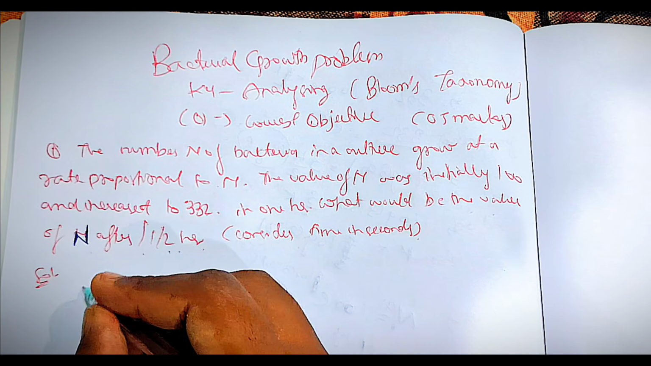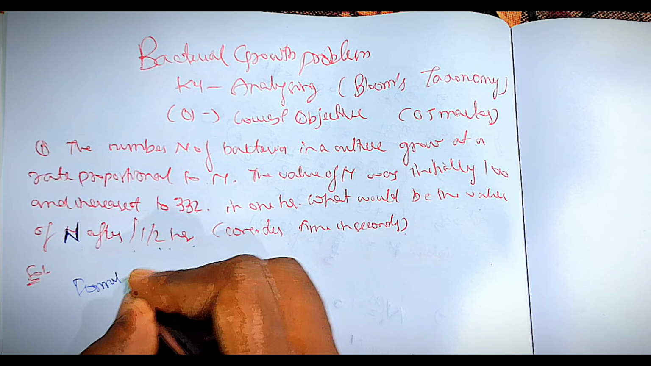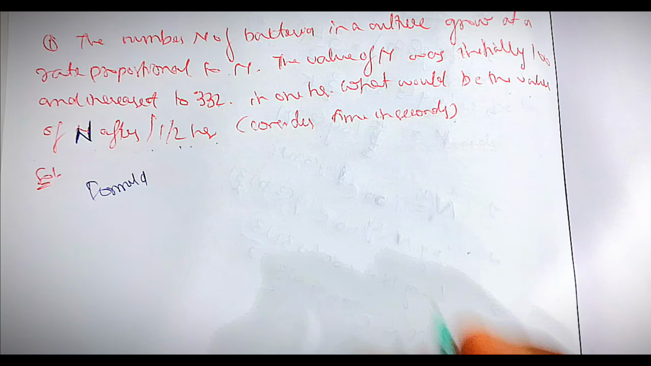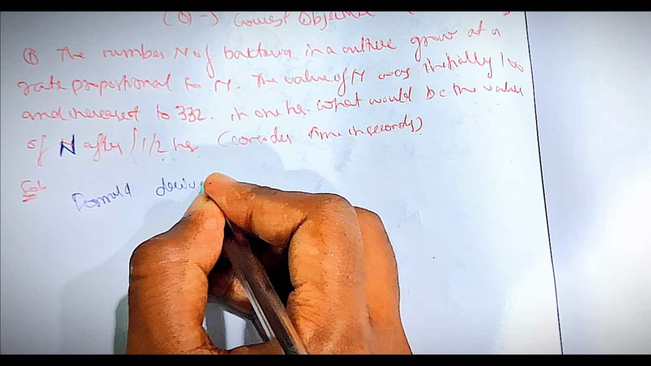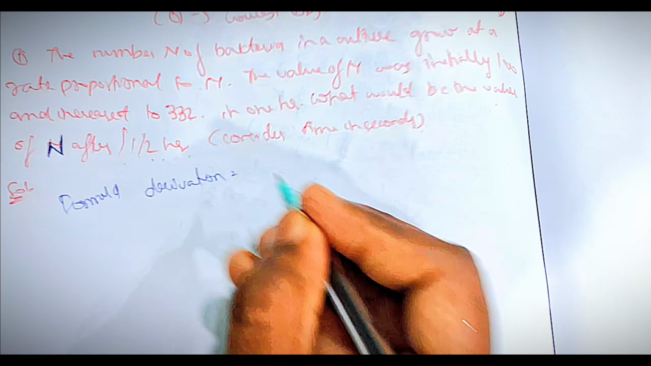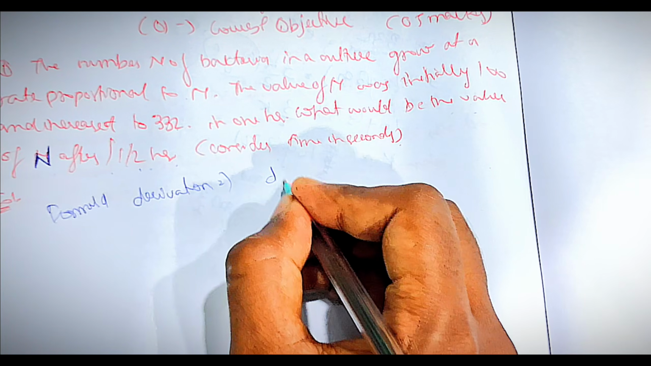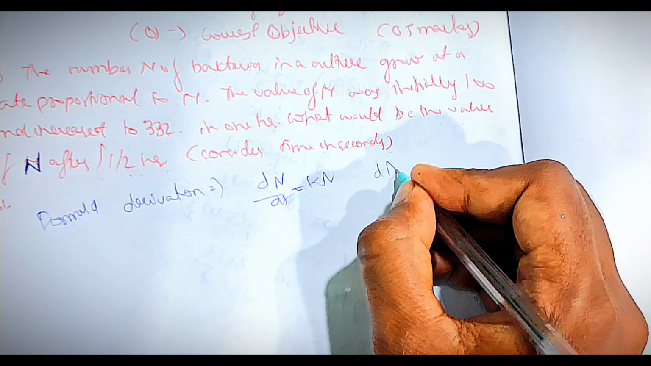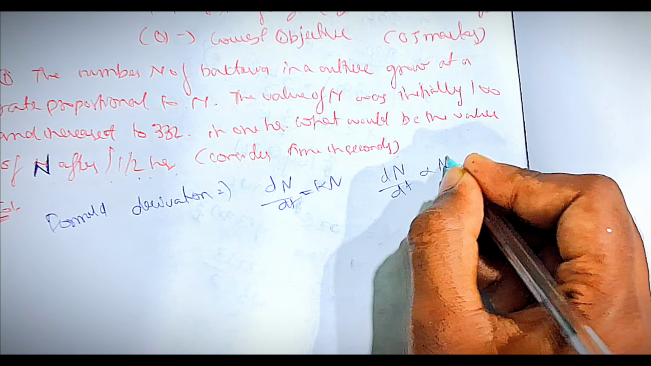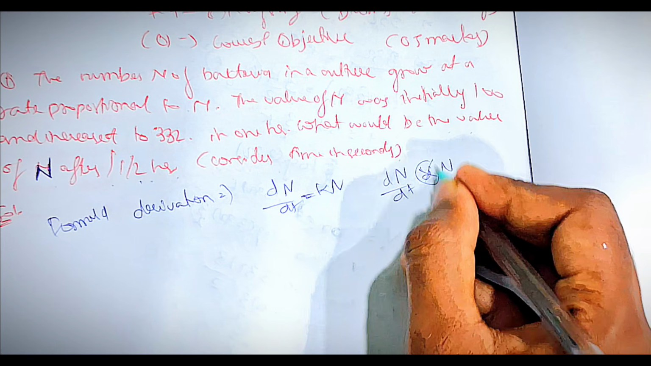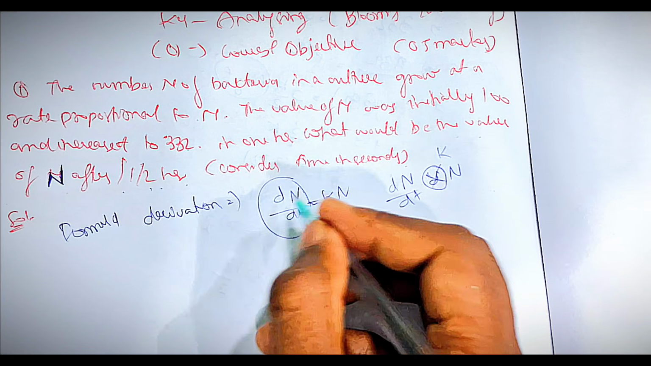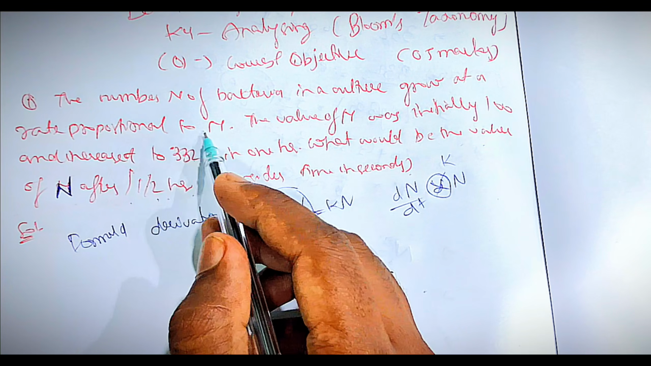So first we should find the formula, the formula derivation. It is dn by dt equal to kn. How is this possible? dn by dt is directly proportional to n. So by removing this proportionality sign, we will introduce k. Here, the rate of change of n, it is given in the question only.